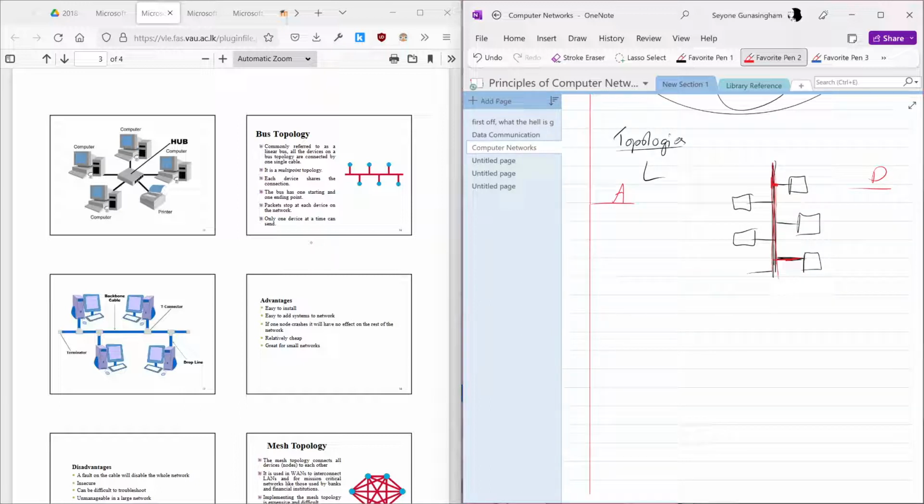There's only one heavy duty backbone cable and then simple drop down cables. And if one node were to die, that's it. Everything else is going to continue working perfectly fine. So that's good, right? If a system dies, it doesn't affect the entire network.